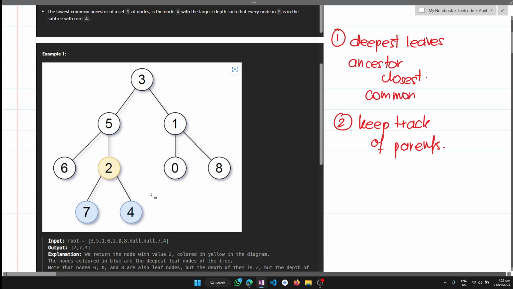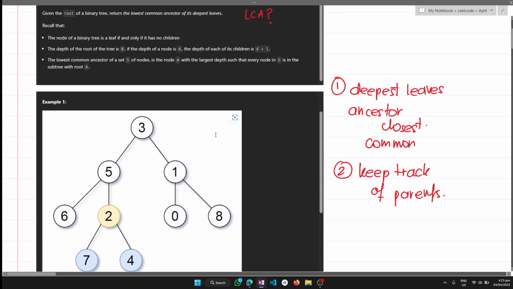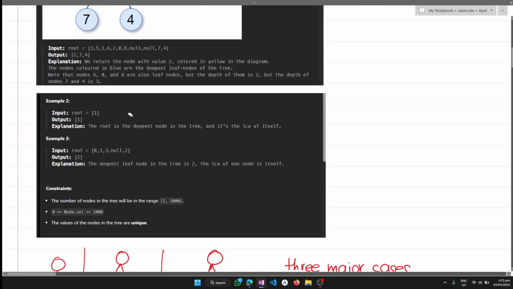But this problem is obviously not as simple as that. There could be multiple scenarios. If we take a look at the other examples, then I have this sort of situation: root. Whenever you have a single node, it is the LCA of itself. This is a very important statement which is written over here.